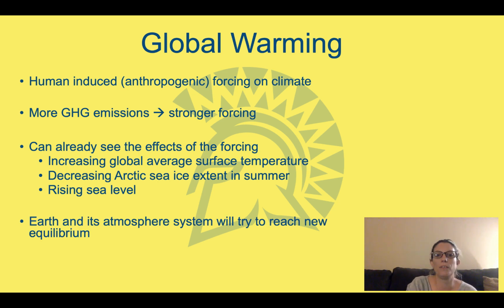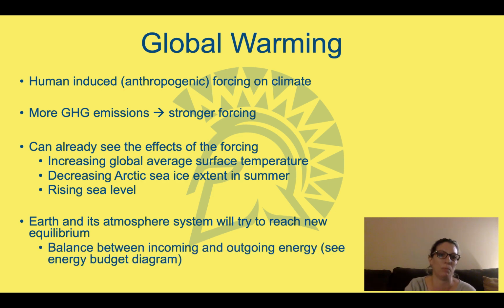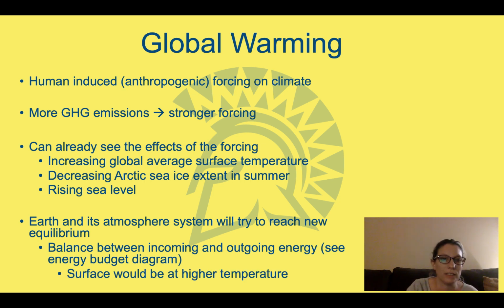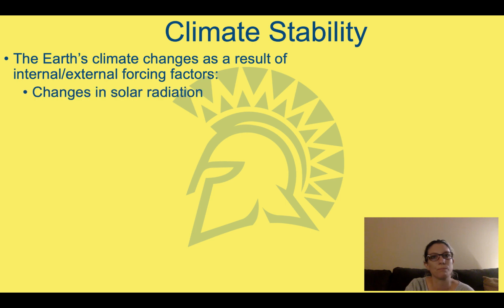Earth and its atmosphere system will always try to reach a new equilibrium, regardless of whether we push it a little bit and it goes back down to the beginning, or it goes too far and just finds a new equilibrium. That equilibrium is the balance between the incoming and outgoing solar radiation. Right now we have one balance going on, but if we push it too far in one direction, then we might see a new balance, where the surface would be at a higher temperature.